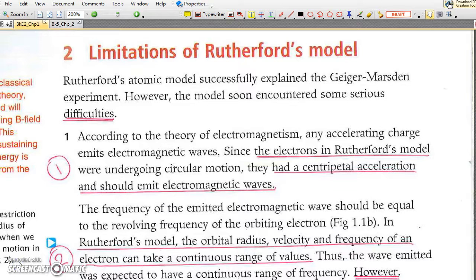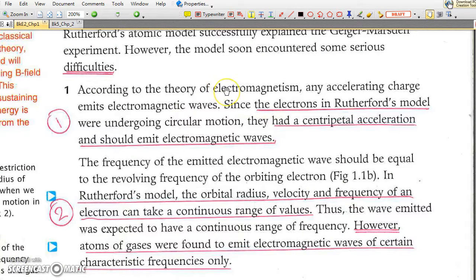The Rutherford model appeared just fine, but there are things that it cannot explain, so-called difficulties. First, according to the theory of electromagnetism, when the electrons are in constant circular motion, they are having an acceleration. This centripetal acceleration should emit electromagnetic waves, but in this way, the electron will lose its energy, and the atom may collapse. Secondly, in Rutherford model, the orbital radius, velocity, and frequency of an electron has no limitation. They may take any random values.